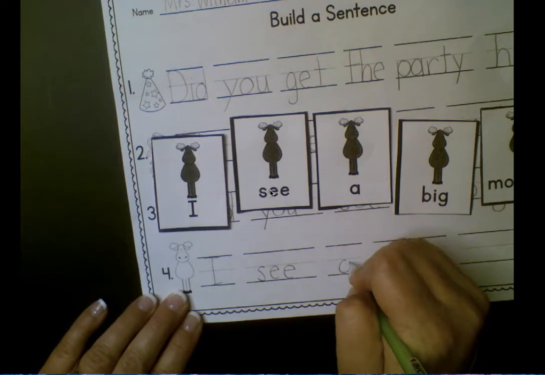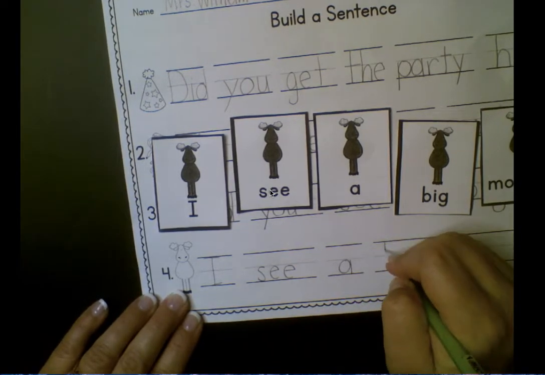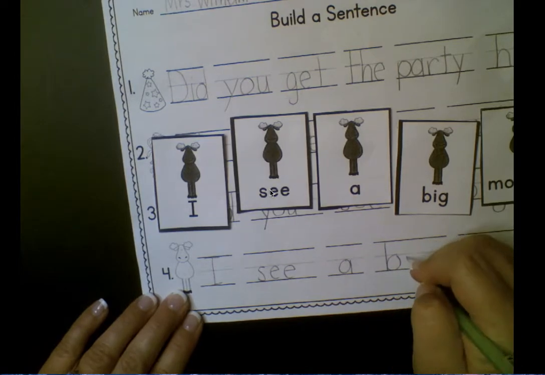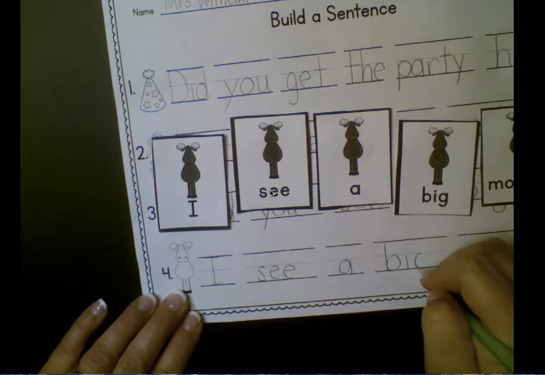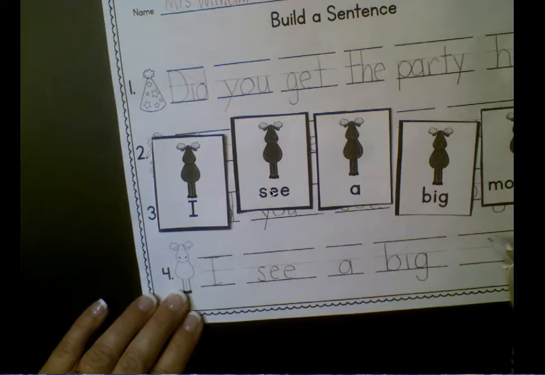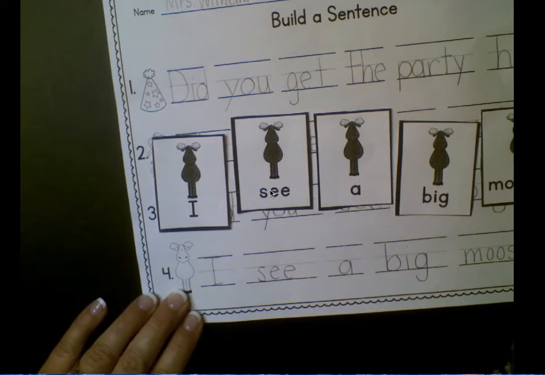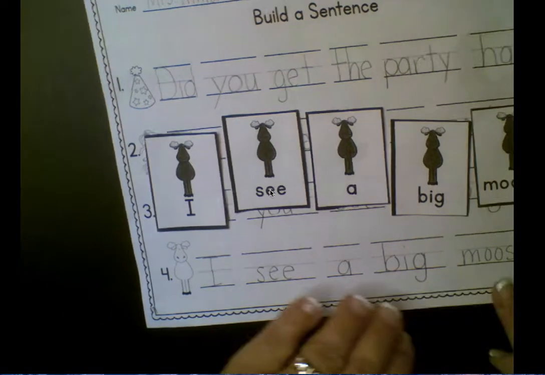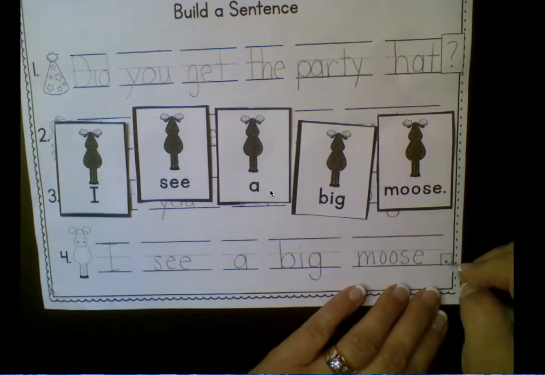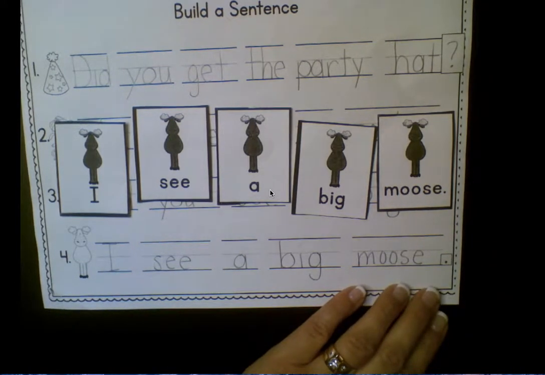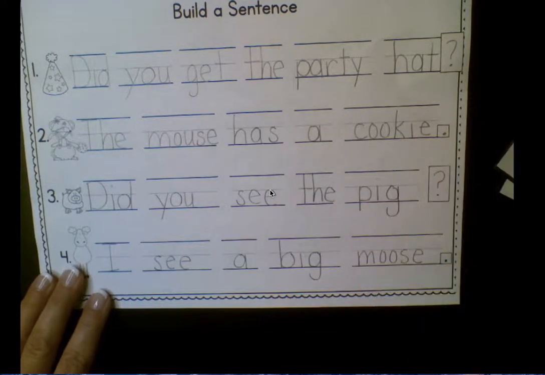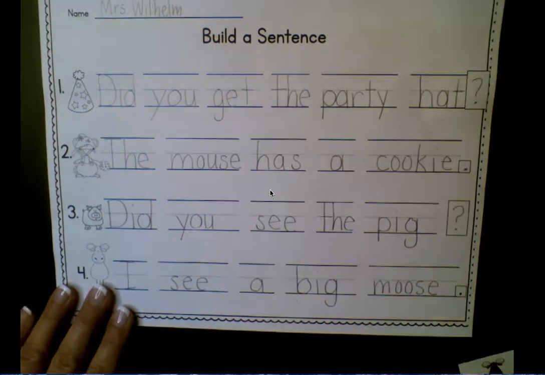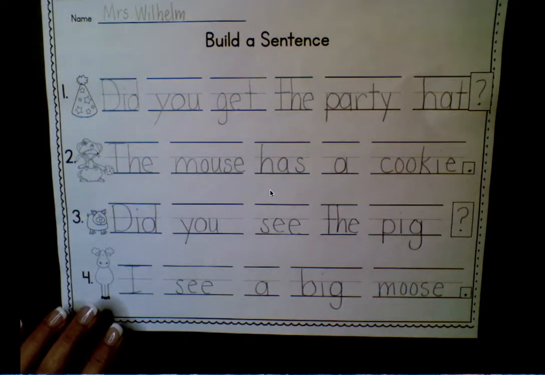And if at any time you are having trouble keeping up with what I'm doing, you can go ahead and pause that video until you catch up with what I'm doing and then restart it when you are ready. Make sure we put that end mark at the end of our sentence. Oops, you couldn't see that. Put that end mark at the end of the sentence, and now we are all finished with our paper. So let's go back and read our sentences.